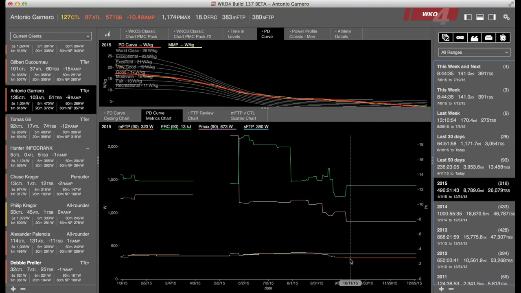Now notice that's way out in the future. Right now it's July 2015. So this is back here, where what's really happening is right here. We're expecting to see FTP come up just a wee bit here. And this is one way to look at this: look at this PD curve metrics chart.